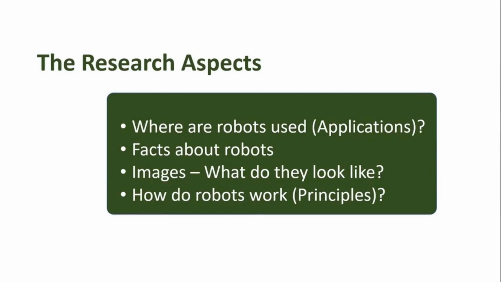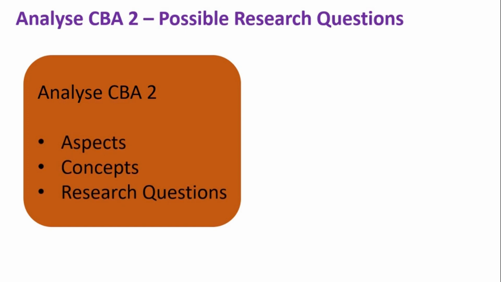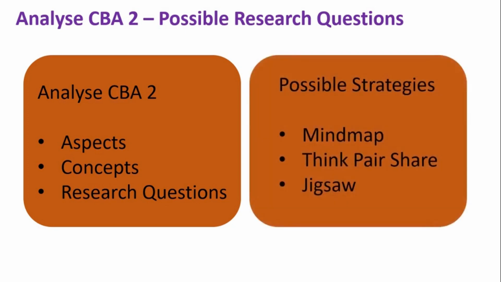In a couple of moments, I will ask you to pause this video and consider CBA 2 for this academic year. I want you to analyse CBA 2 for this year. Consider your students also and how they might be supported in such a research activity. Brainstorm the possible aspects of the CBA, the engineering concepts and the research questions that may arise from the theme as a whole or specific aspects of the CBA. From that, I want you to plan possible strategies that you could use to engage and support students in this activity. Would they use a mind map, whether that be paper or digital, or any other strategy?